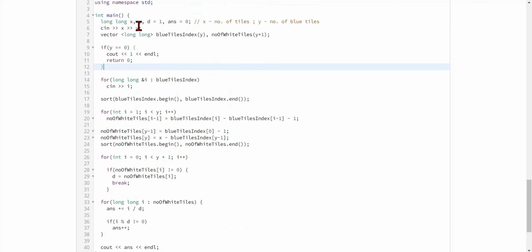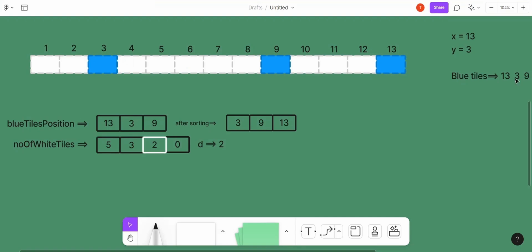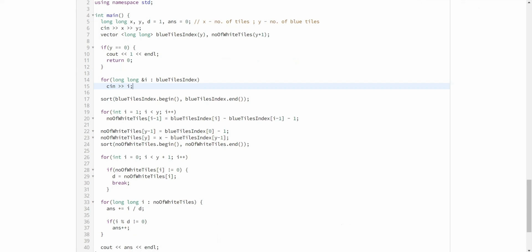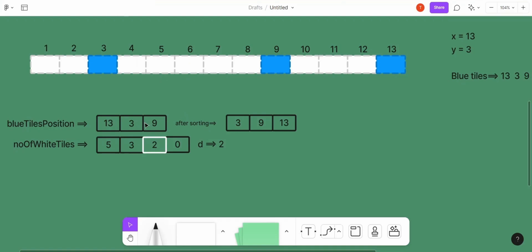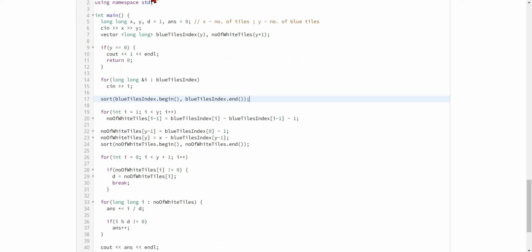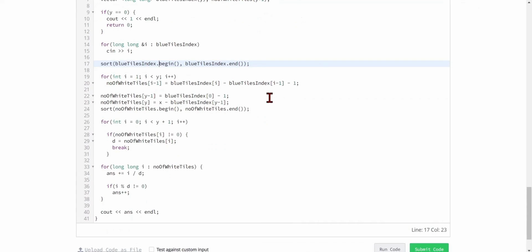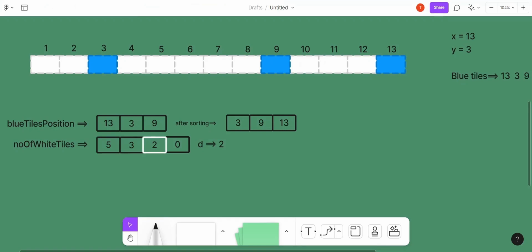Now, if there are some blue tiles, we take the input for the positions of blue tiles, as we have here 13, 3, and 9. After taking them, we need to sort the blue tiles. After sorting, we have here 3, 9, and 13. Now we need to consider the number of white tiles. Initially, counting the number of white tiles between the blue tiles.